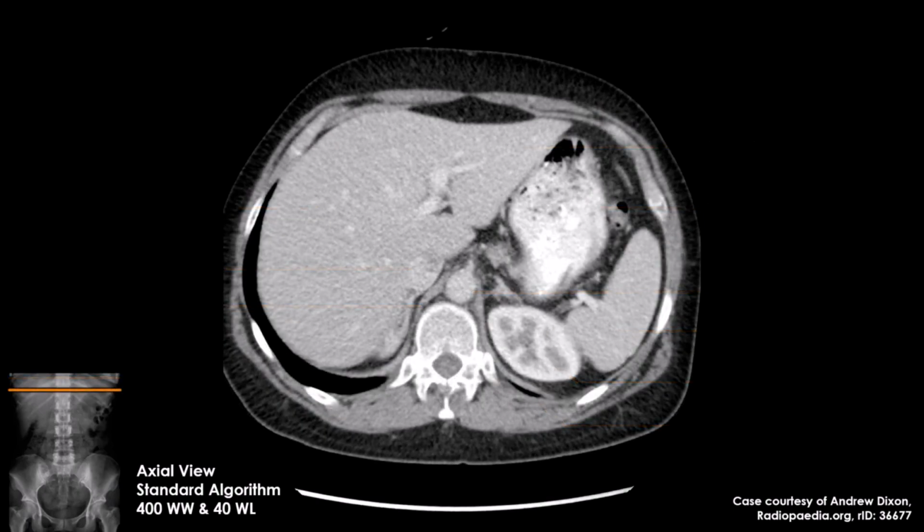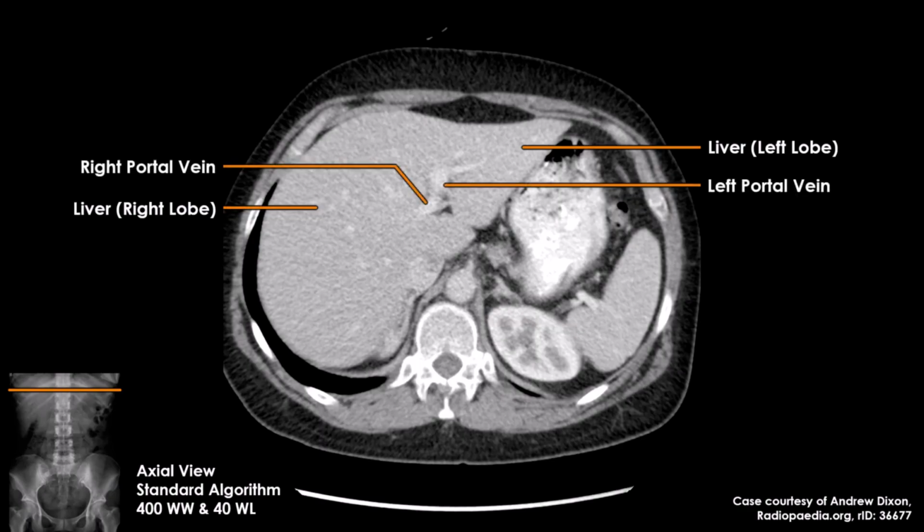Moving inferiorly in the axial plane, we're still seeing the right and left lobes of the liver. Now we can see the right and left portal veins. These are the primary branches of the portal vein that supply nutrient-rich blood from the gastrointestinal system into the liver for processing. The portal venous system is well opacified with contrast because the scan was timed intentionally to demonstrate maximum opacification of the portal venous system.